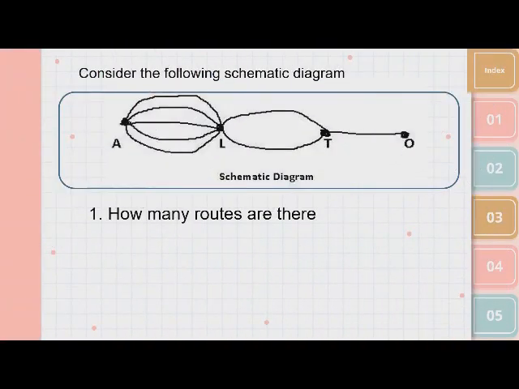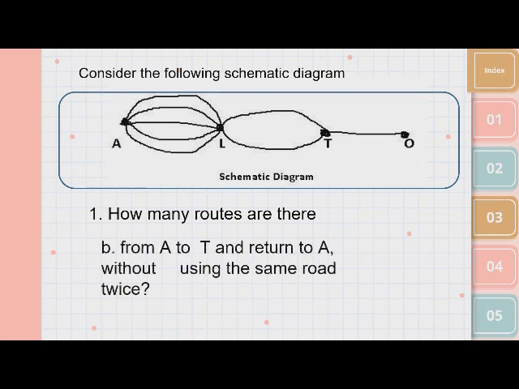Now, let's proceed to the second problem. How many routes are there from point A going to T and return to A without using the same road twice? How are we going to analyze the problem? We are not going to pass the same road twice. For example, we have A going to L here, then L to T here. You cannot use TL, the same route, again if you will return to A. I hope you got it.